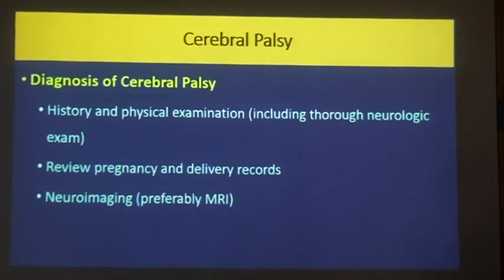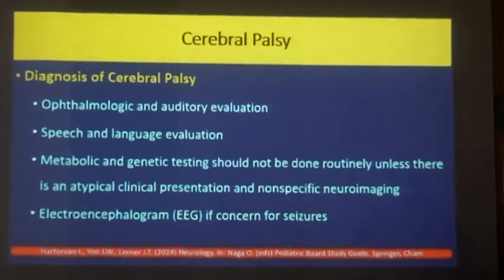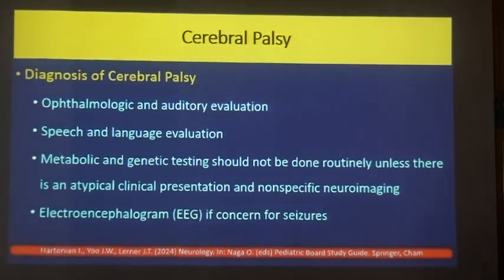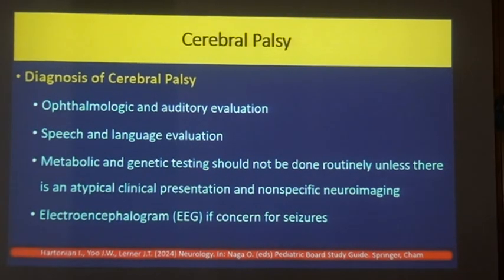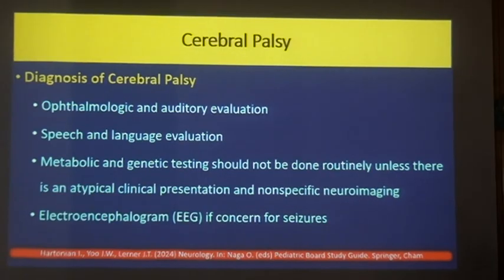The diagnosis is based on the physical exam and review of the pregnancy: prematurity, how much, whether it was full term or preterm, how the delivery was, and neuroimaging in some cases, preferably MRI. And you have to send to ophthalmology all kids with developmental delay. In general, you have to have an eye exam and ear exam, hearing test and visual test. This is very helpful. And speech language evaluation, metabolic and genetic testing if indicated. If there is seizure, you can do EEG.